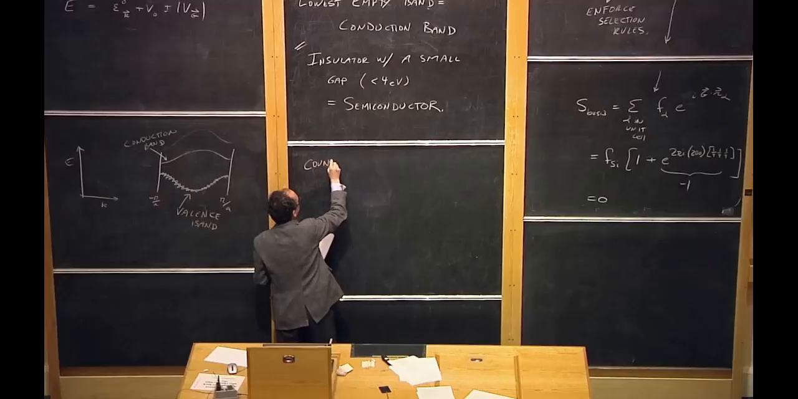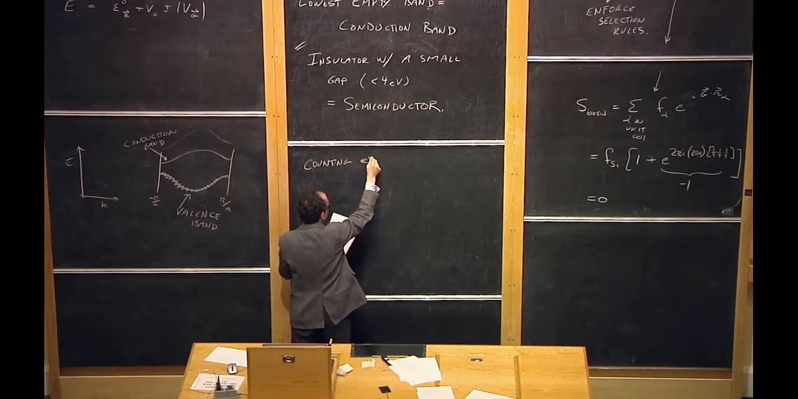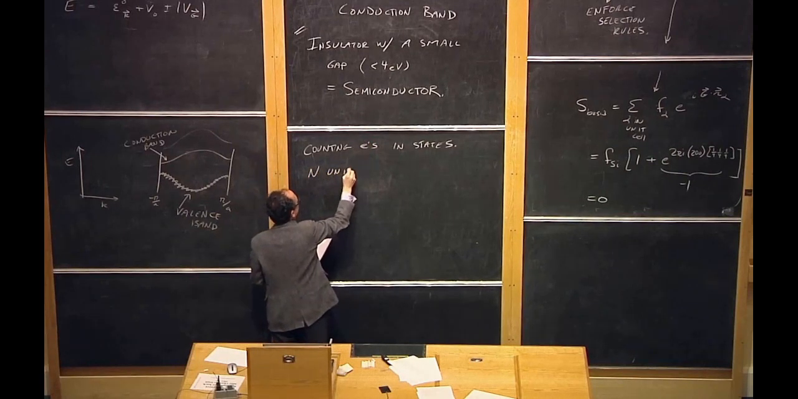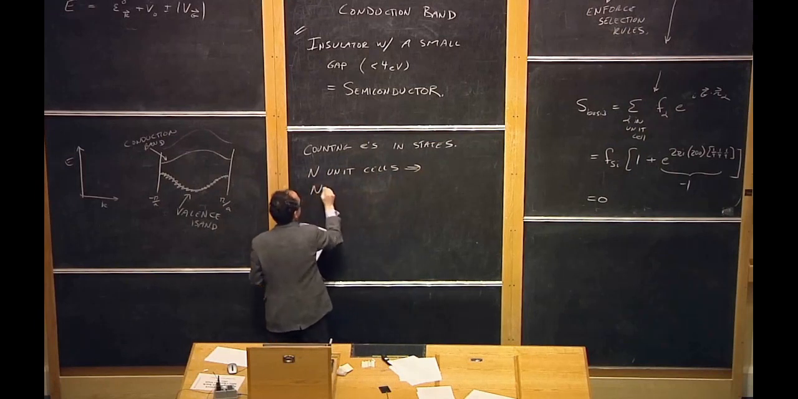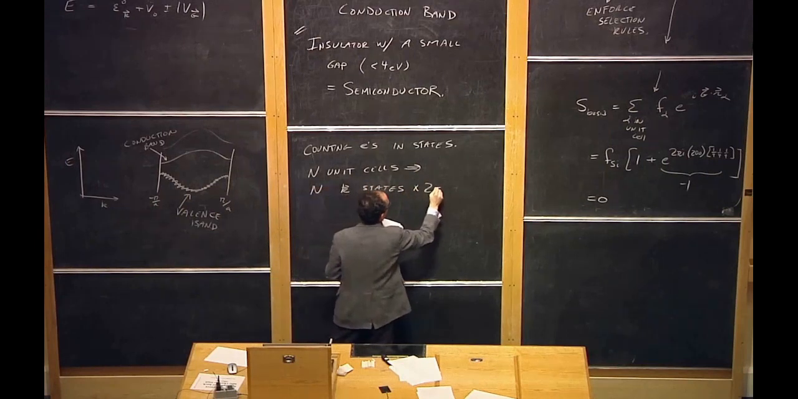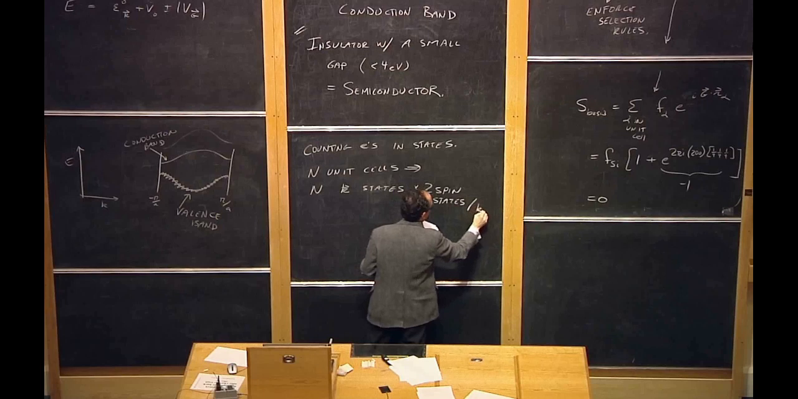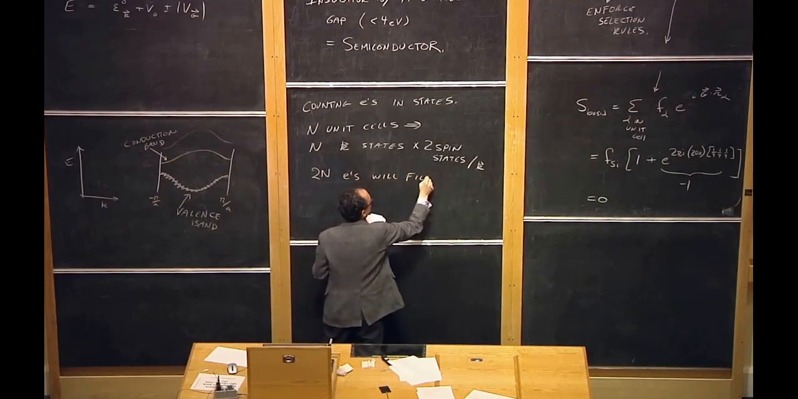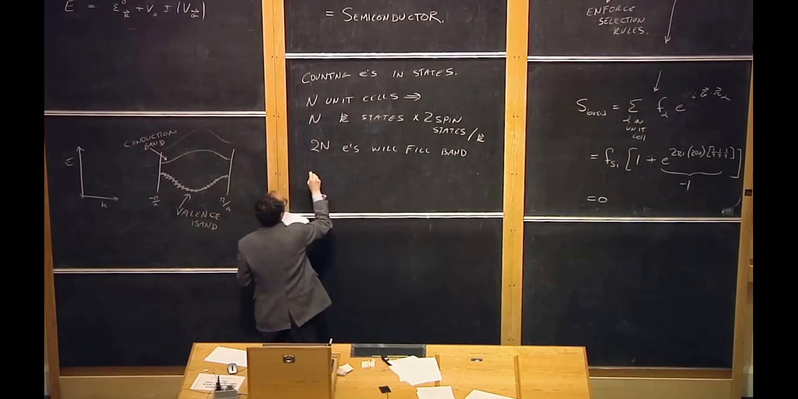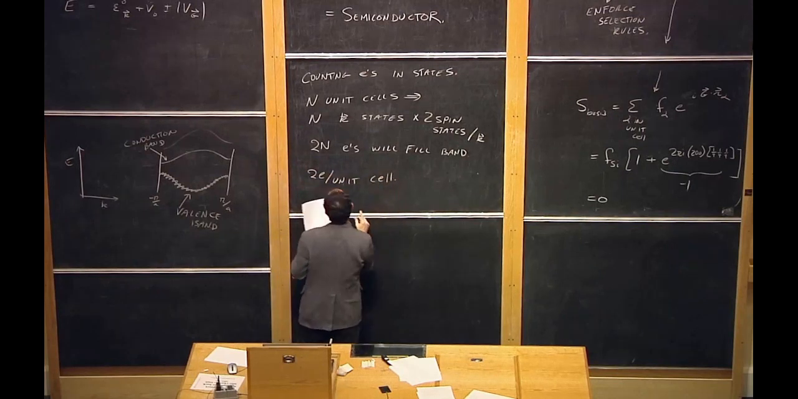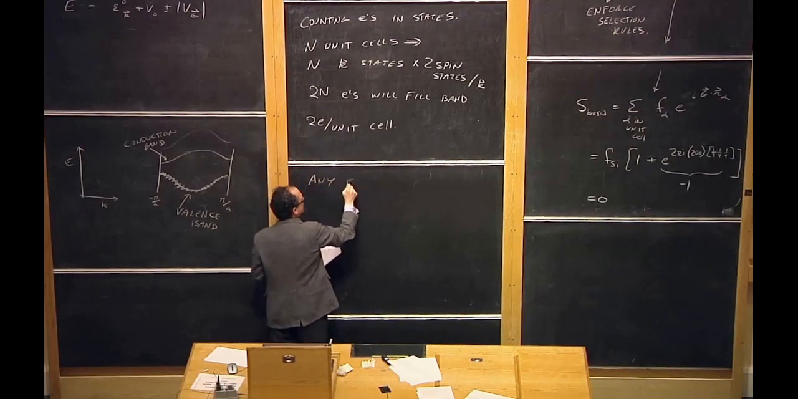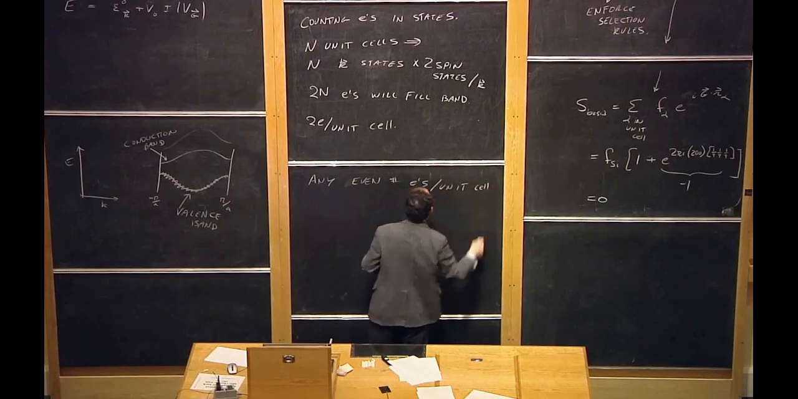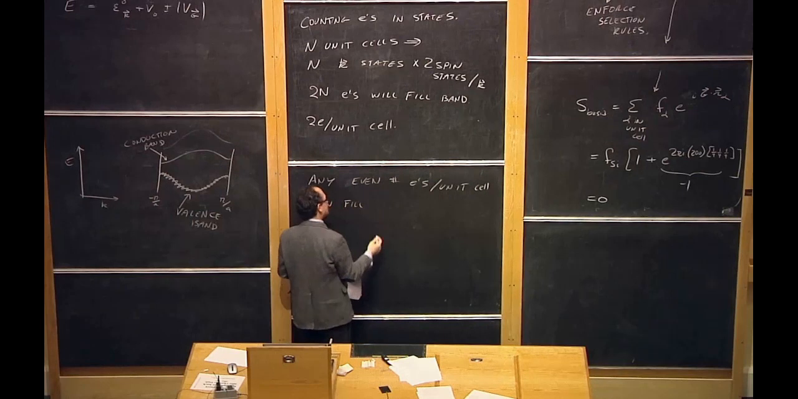Now, something else that we mentioned when we talked about the tight binding model is that counting electrons in states is rather important to figuring out if you have a filled band or not. If you have n unit cells in your system, then you have n k states, but then you have times two spin states per k. Per k means that 2n electrons will fill a band. And to get 2n electrons, you need 2 electrons per unit cell. So you expect that if you have an even number of electrons per unit cell, you can fill an integer number of bands.